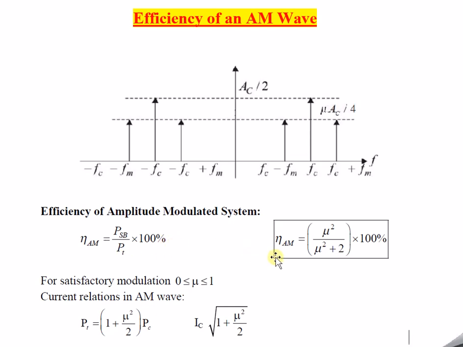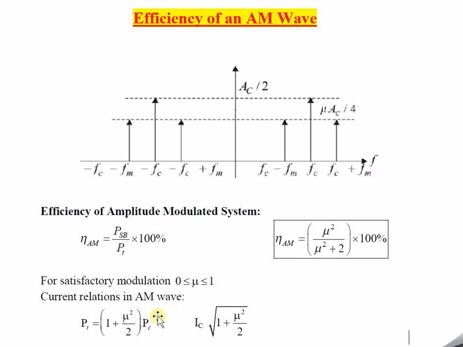So if we substitute PSB and PT, to calculate what PSB, PT and everything are, please refer to my previous session, because in that session we have derived in detail how PSB can be calculated and how total power PT can be calculated. The only thing is to substitute in this particular equation, and you will get the efficiency of an AM wave. Definitely we'll get this equation.